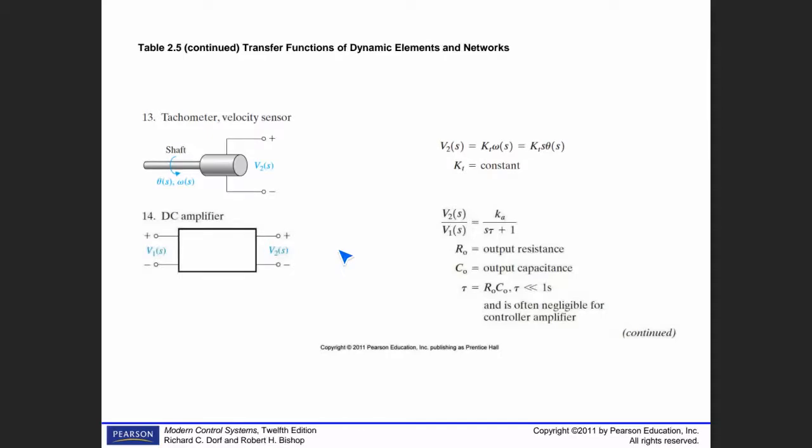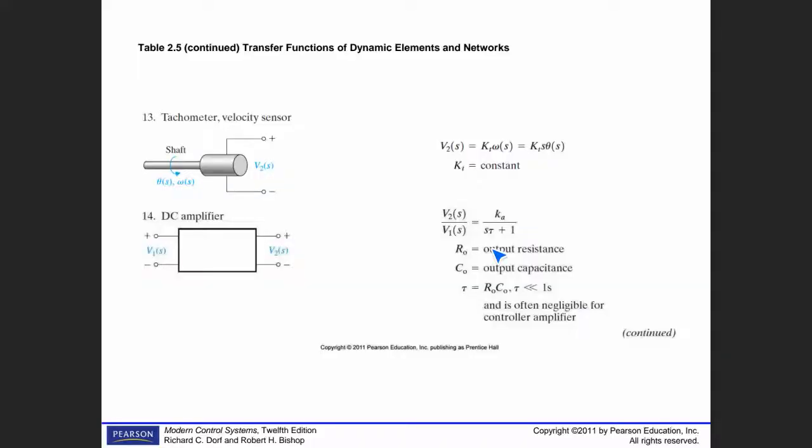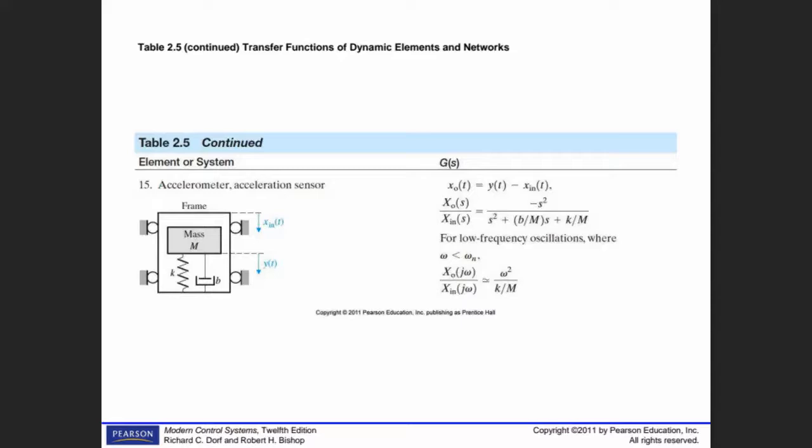DC amplifier. The DC amplifier has this relationship. Output divided by input is Ka over Ts plus 1. Tau is the time constant, which is R times C. Evet, bu da şey. These are references for you, by the way.